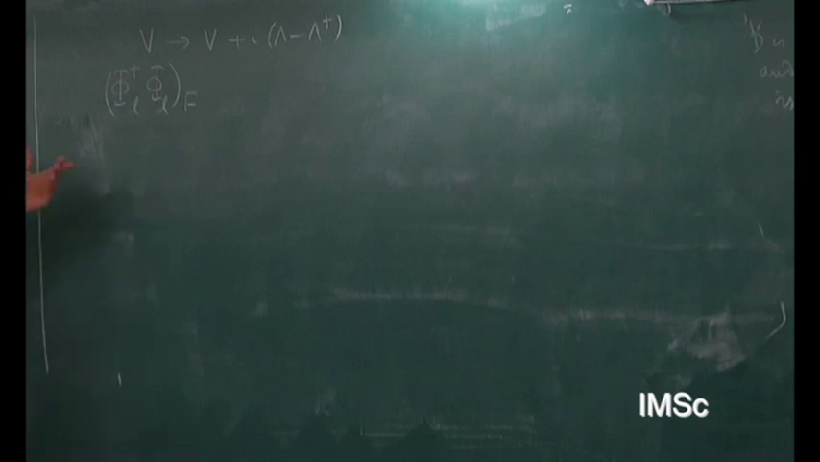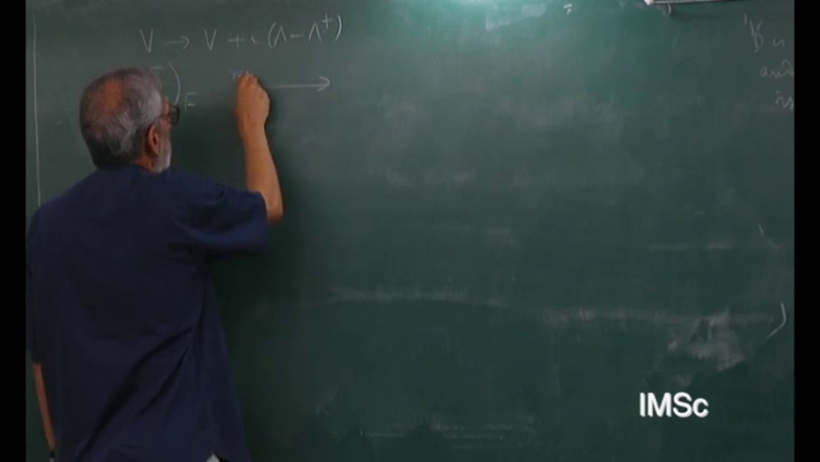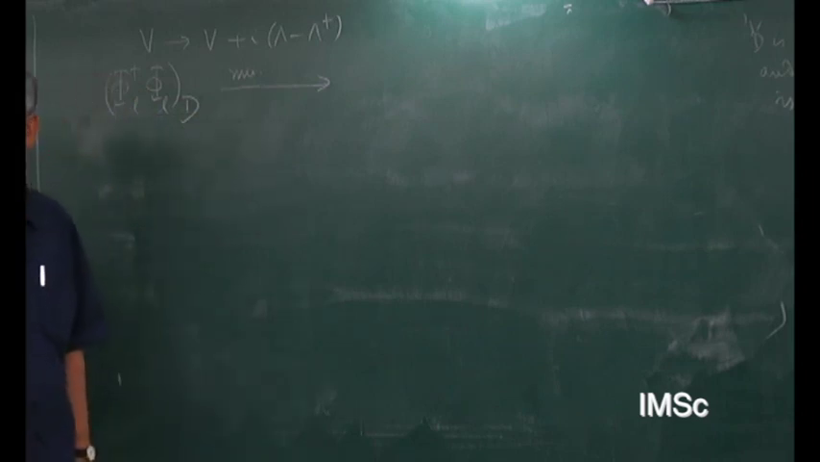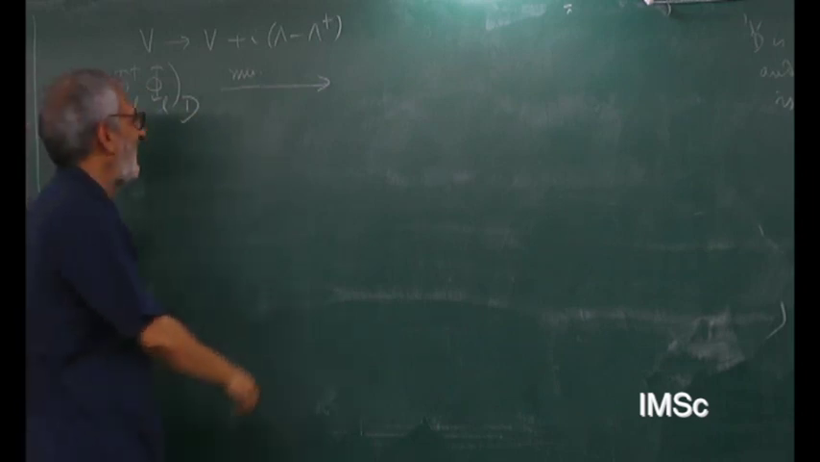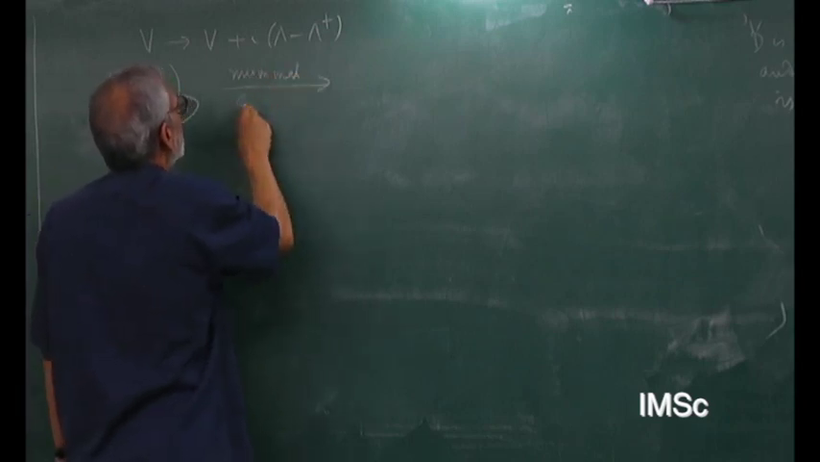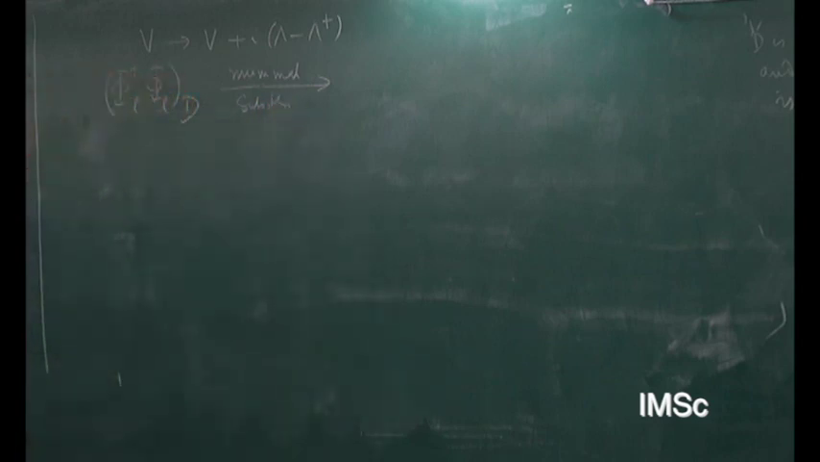So in order to make this gauge invariant, what do I do? Sorry, you are right. Who was that? Somebody is following. Yes, minimal substitution. Normally, when you couple gauge fields to scalar fields, or fermion fields, charged fermion fields, what do you do? You replace ordinary derivatives by covariant derivatives. You call that minimal substitution.